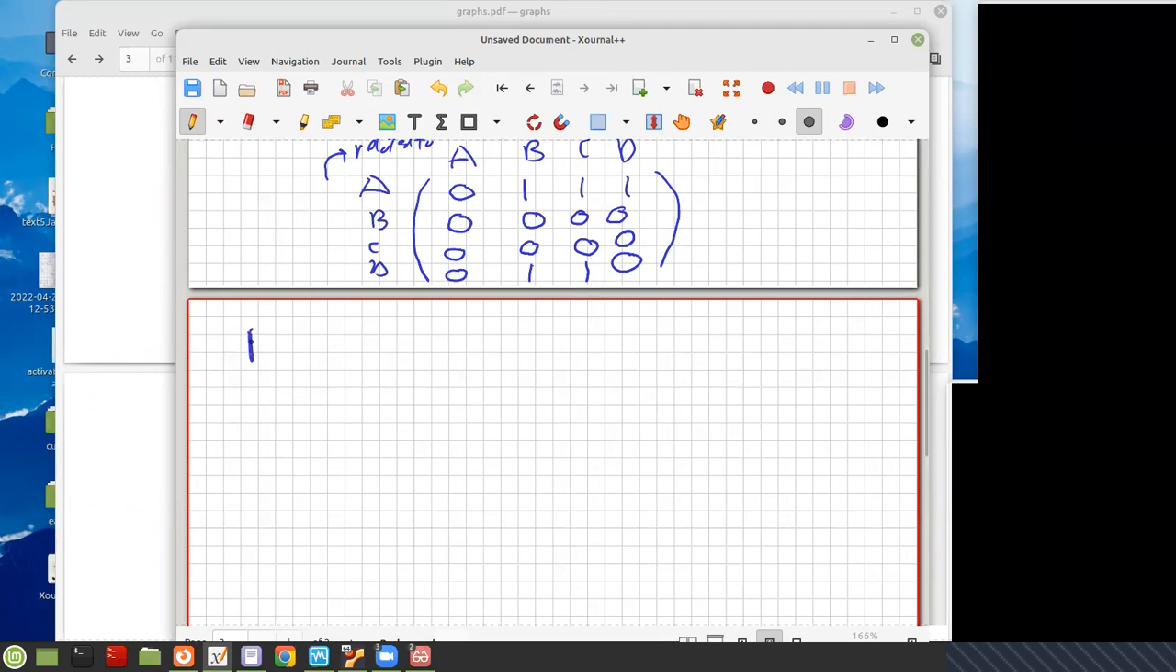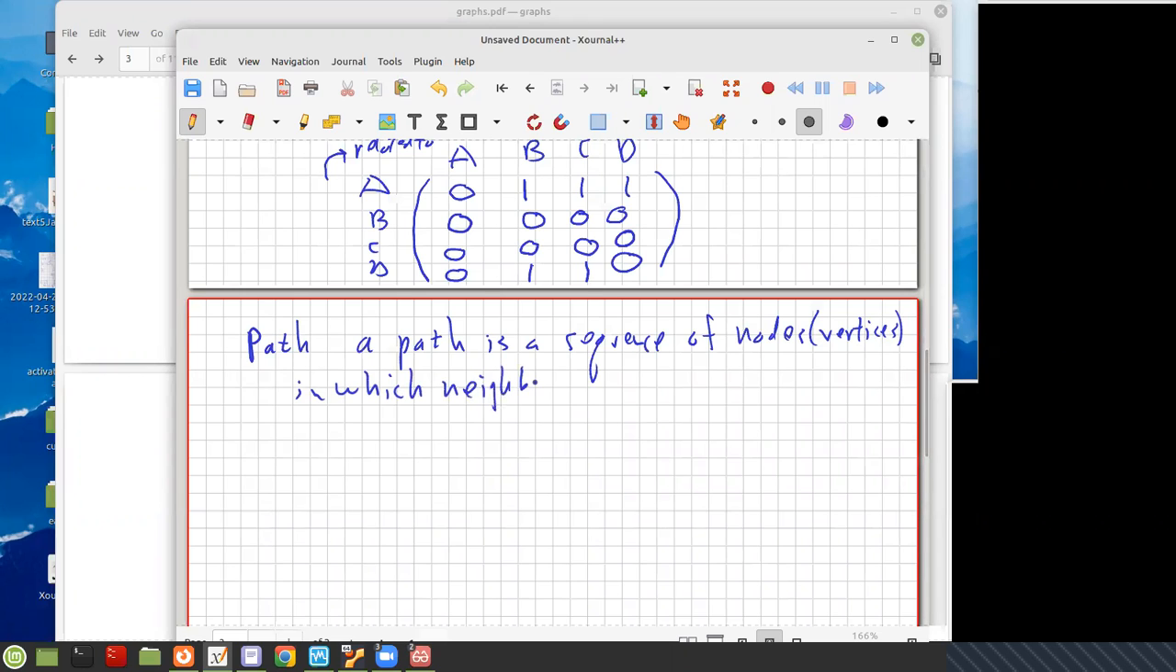and then we come to our first concept, which is a path. So what is a path? A path is a sequence of nodes, or vertices if you're thinking of it visually, in which neighbors are directly connected.